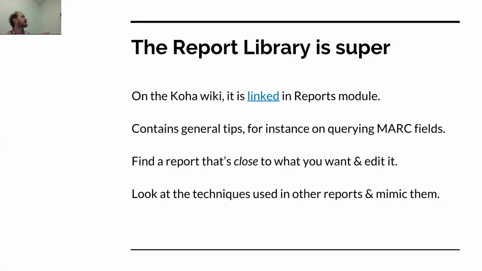A lot of people have already discovered that linked inside the reports module is a wiki page, a Koha wiki page that has examples of existing reports. They'll rarely do exactly what you want to do, but they'll often be close enough that you can copy it and edit from there. Or what's even better is you can just pick up some tips or mimic some of the things that are going on in other reports. So for instance, a lot of the stuff I talk about in this presentation is covered on that wiki page, like how to get different pieces of MARC data. So that is pretty in detail and is a good place to go just for learning in general about reports.